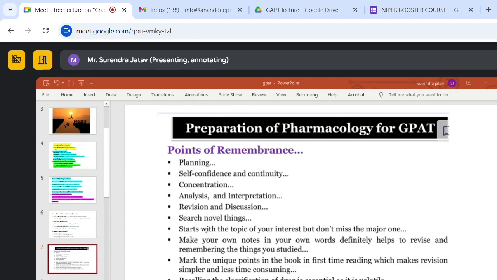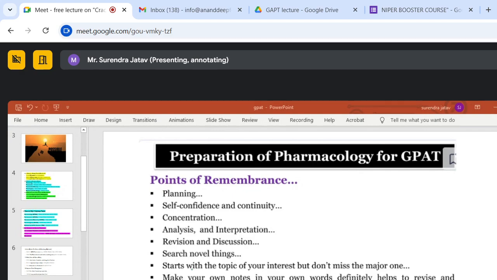Concentration is also important: fully focus, fully concentrate. Analyze, interpretation: analyze how many questions I am able to attend. Interpretation means you analyze your mistakes, where I am leaking, where I am confused. So these are so important: revision and discussion. Revise yourself, discuss with your friend, discuss with your teacher, with the coach, mentor, anywhere you can discuss.